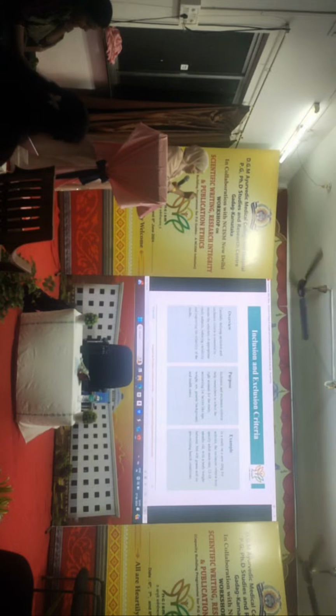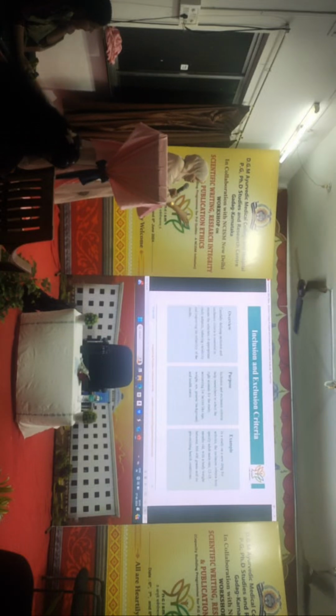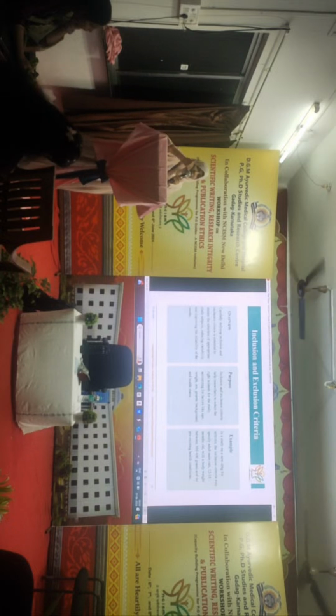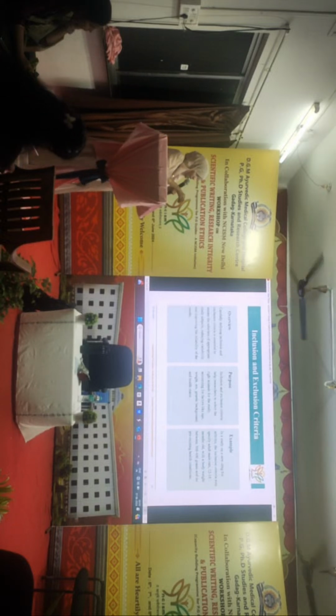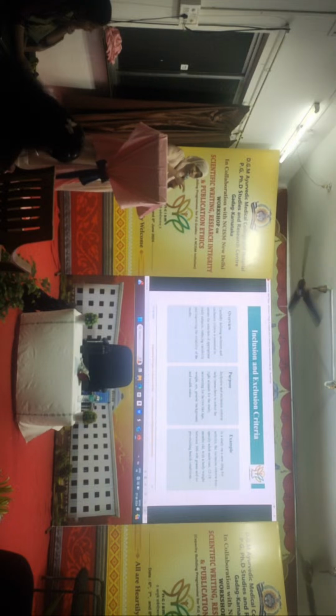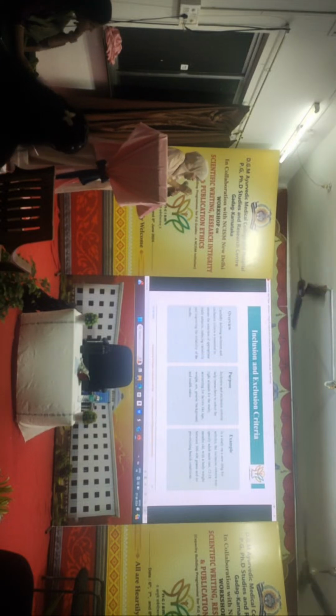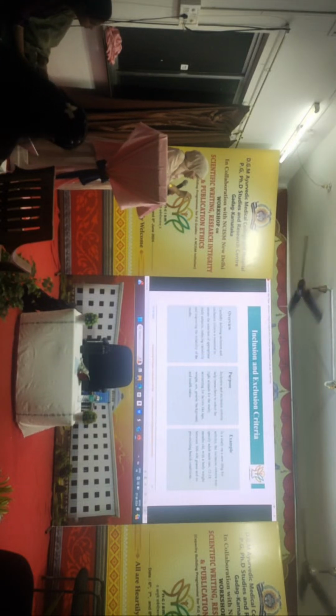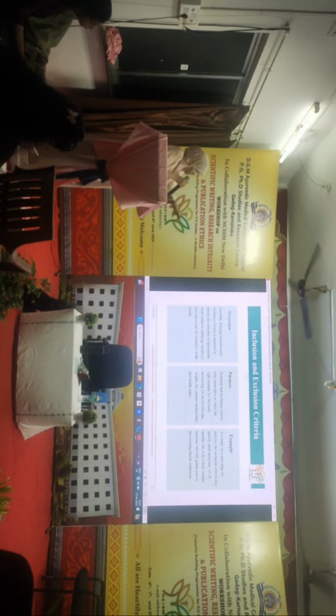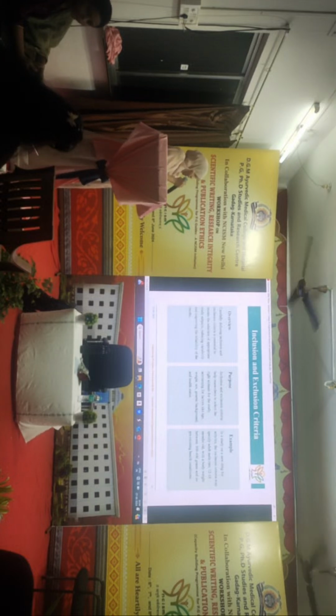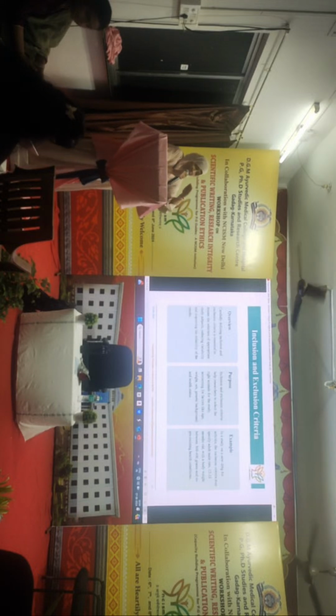For example, if the weight is so and so, then only I am going to include. Then we will write, if there is any systemic illness, then we will exclude. If there is any pre-existing health condition, then we will exclude from the trial. So these inclusion and exclusion criteria are very, very important. See, factors like age, weight, sex, genetic background, health status, everything is to be mentioned in detail.